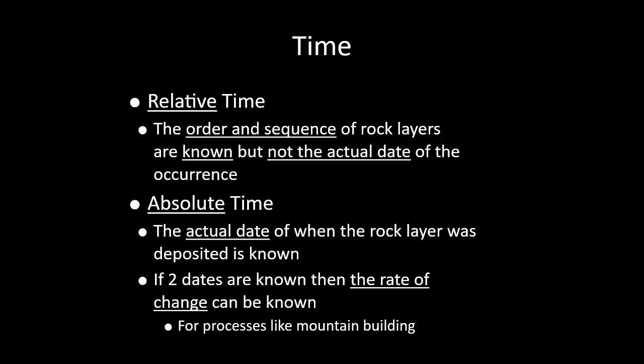If I know two dates, then you can find the rate of change. So we can see things like mountain building, or deposition, or erosion by looking at what's there before. The formula for rate of change is on the front page of your reference table, in the box with the other three formulas that you need to know for this class.